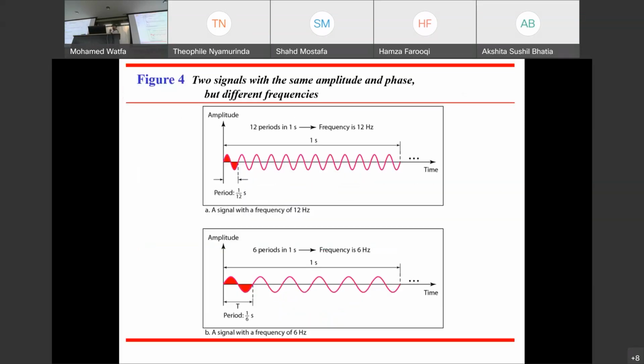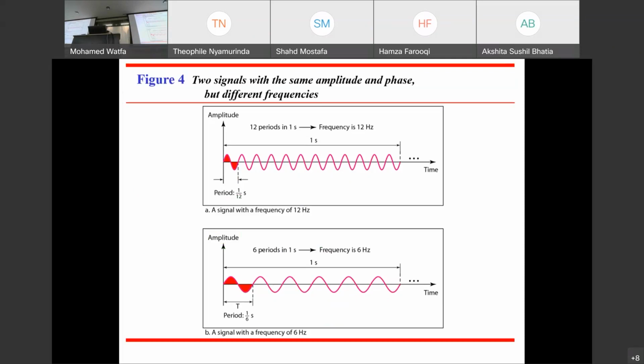Okay, so this is another example. I could go quickly. So you can see here, 12 periods, basically 12 cycles. You can count them. And how much? 1 second. So 12 in 1 second. Obviously, the frequency would be 12 hertz. And here we have 6 in 1 second. The frequency would be 6. Okay, very simple. Or 6 cycles per second.